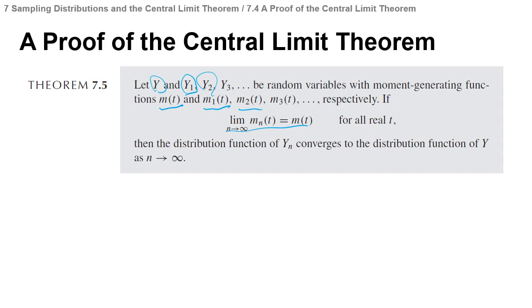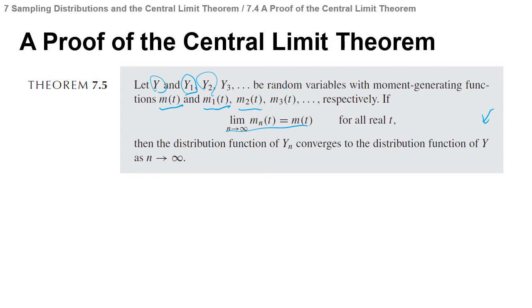So we know that the moment generating function uniquely describes the distribution function of the random variable. And if the moment generating function converges to some moment generating function as n gets large, then we can say that the random variable Yn converges to random variable Y. That's what the theorem means, and we will not mathematically prove this theorem. However, we will admit this theorem and just use it.